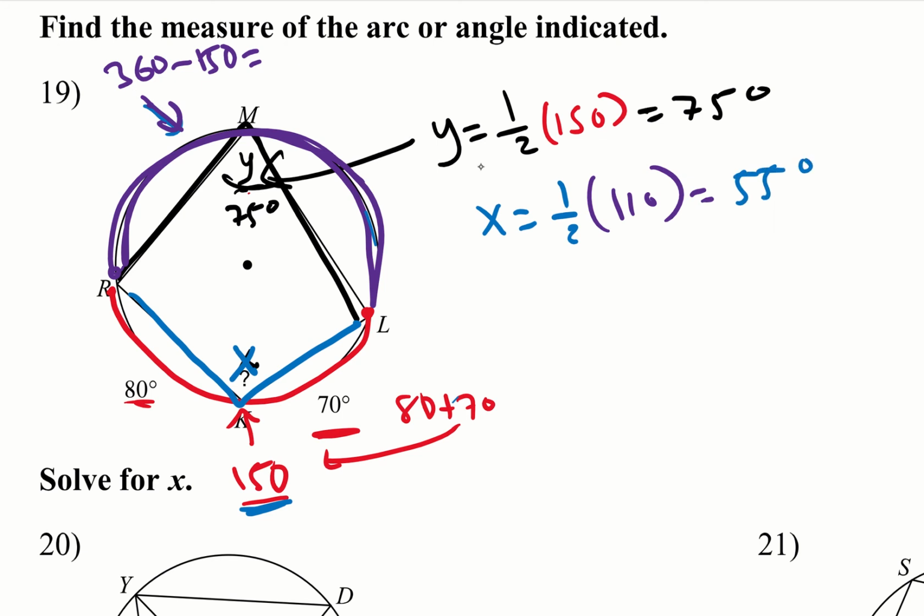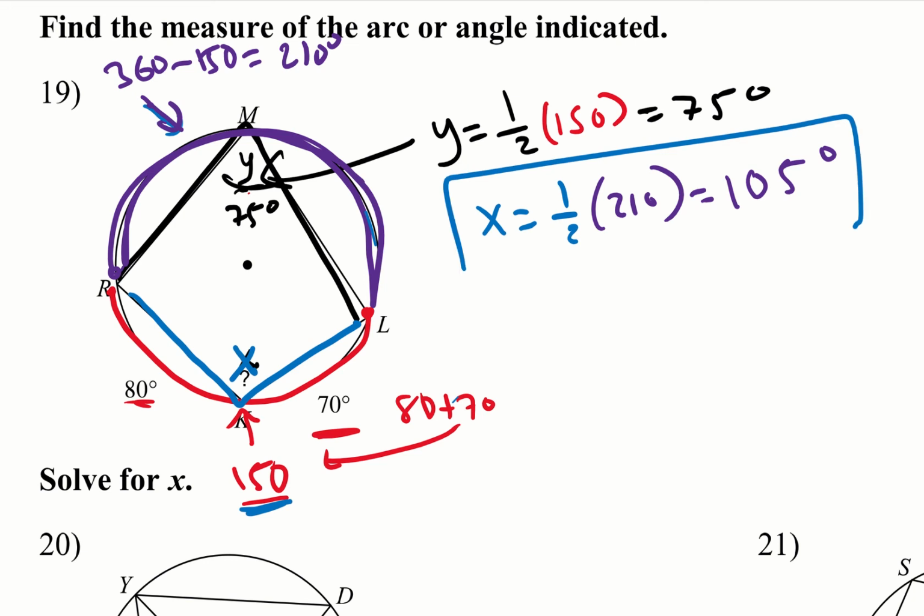Oops, that's a bit too small. Sorry. It's going to be 210 degrees, not 110, 210. And so it's going to be, should be 105. All right, there you go. That's your value for x, 105 degrees.